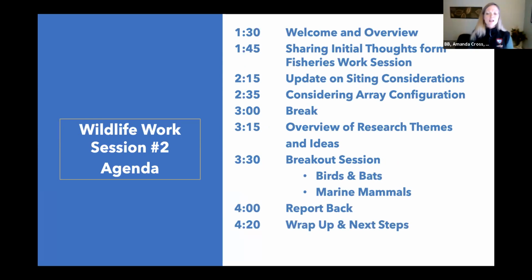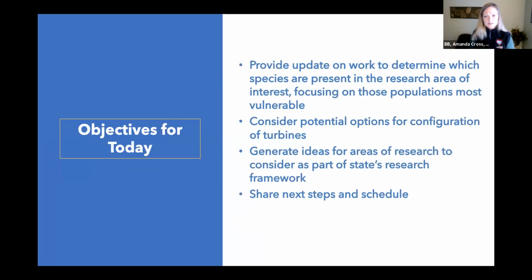It's a big one. Our second objective for today is to discuss possible configurations of the research array to reduce interactions with wildlife and answer key questions. Then our third objective for today, if we go back one slide to take a look at those all together, is to identify potential key research questions that we want to answer during the life of this project. And then finally, we'll talk about those next steps and how you can continue to be engaged in these discussions moving forward.